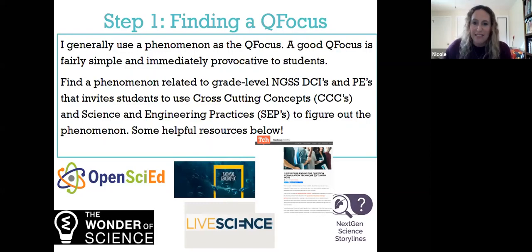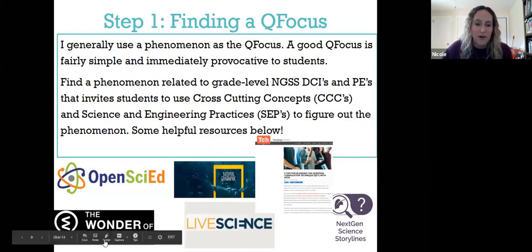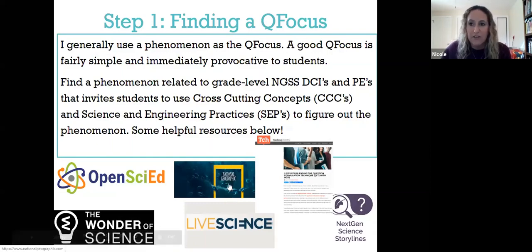Under this box here, I have all of the resources, or some, there are many more than this, that I use to help me find a good Q focus. Paul Anderson's The Wonder of Science website, and all of these are links, so if you were to click on these later, it will bring you right to the website. The Wonder of Science has a tab you can click on, and he has phenomena built into his website. Open Science has open resources with phenomena as well.